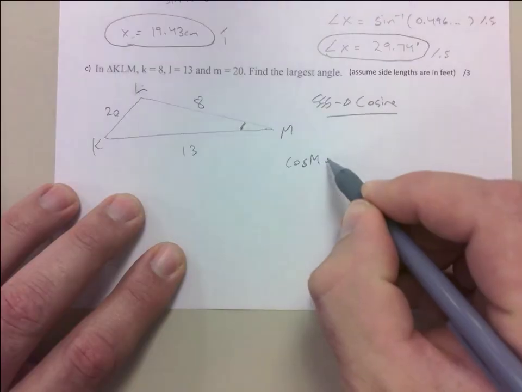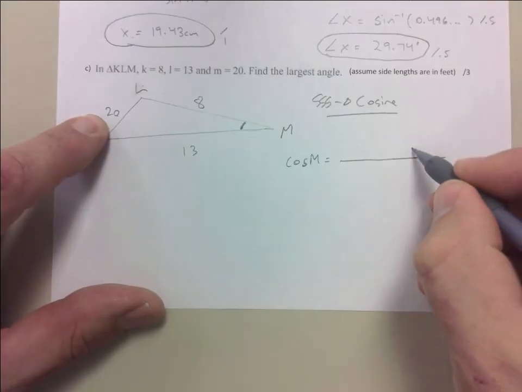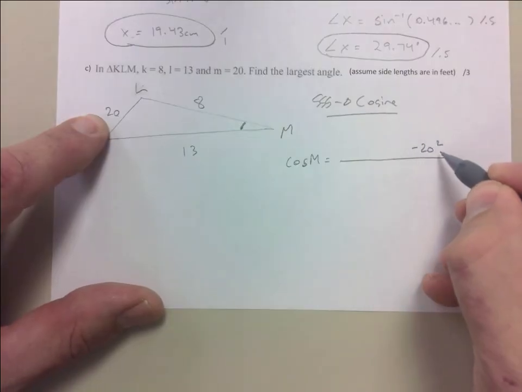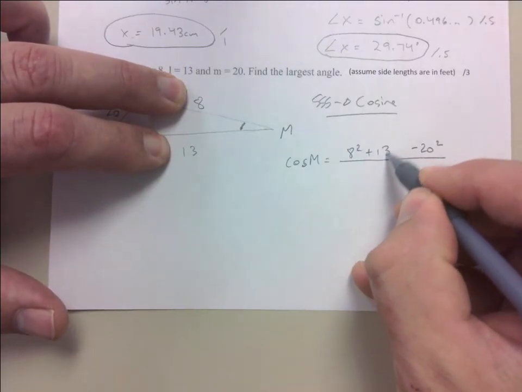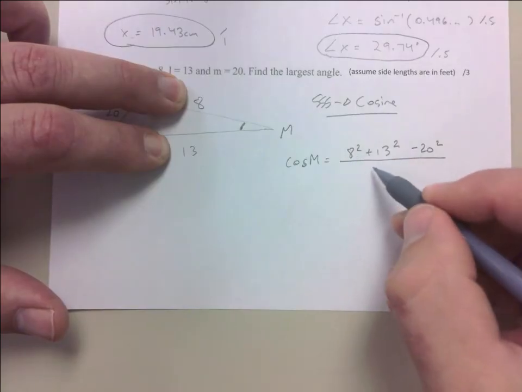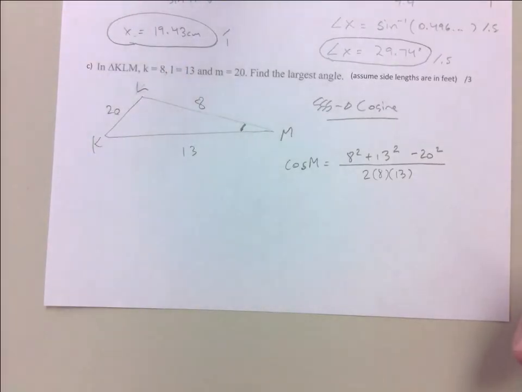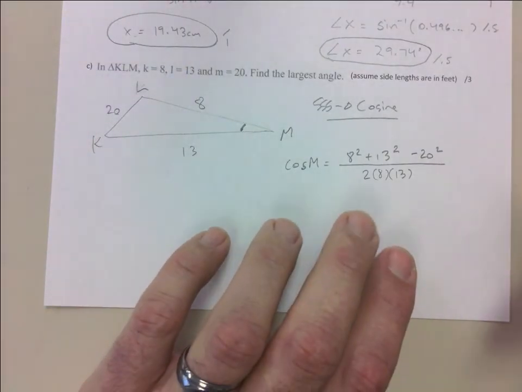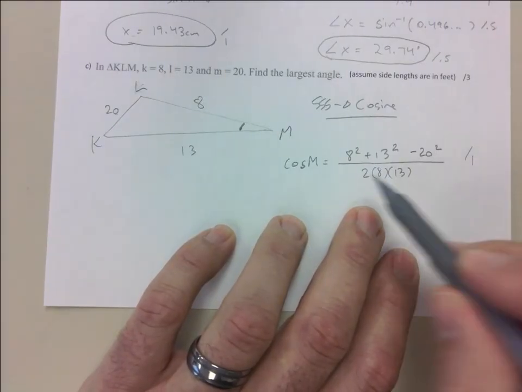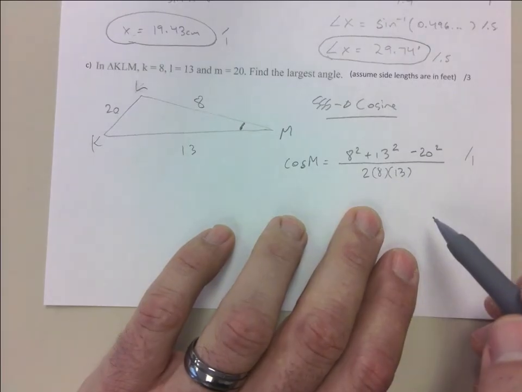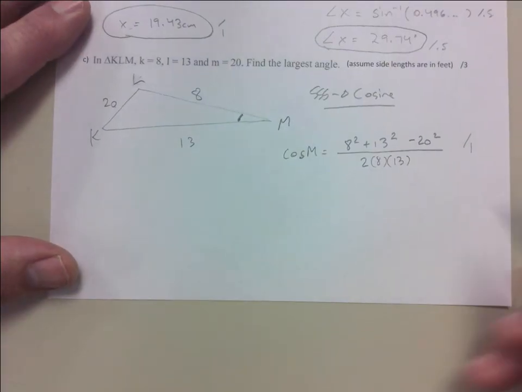So cosine of M is equal to, I got to make sure that that side length is at the end subtracting. Okay, and then it's the other two sides squared and added. Those two sides show up again, multiplying in the denominator, but they have a 2 in front. I will give you a mark for this. Okay, just setting it up, the numbers where they belong, 1 mark. If they're not in the right place, I would go -1. Okay.